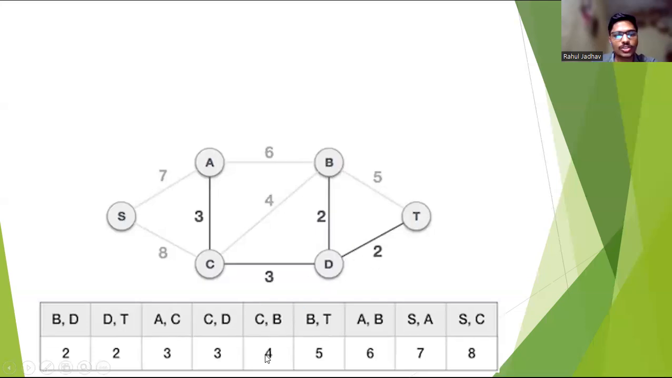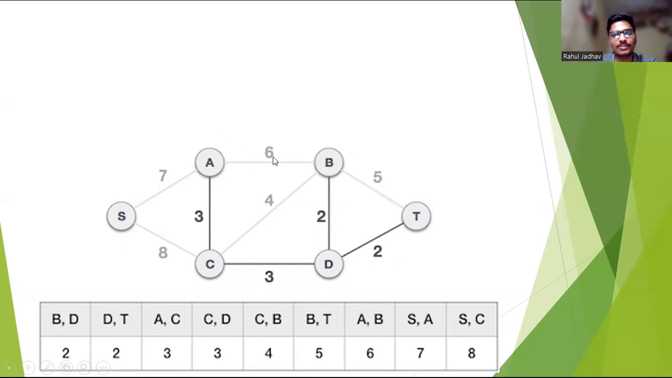After that, we have the cost of 4 on the edge from vertex C to B, but it will create a cyclic form, and in the spanning tree we don't have to create a cycle or circuit. So we ignore C to B, as we already visited B from D to B with the least cost. After that, B to T is a 5, and this also creates a circuit, so we ignore this case also.